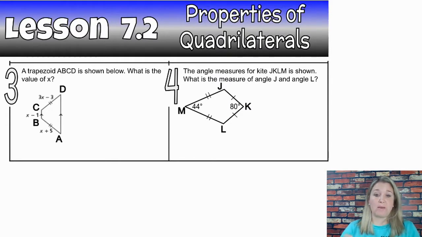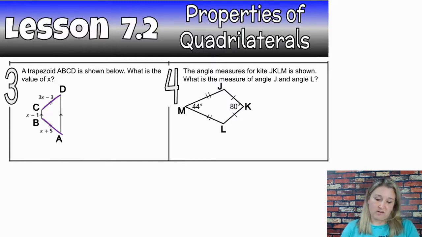Example 3 has a trapezoid. Now, this is that special trapezoid that we were talking about earlier. This is one where those slants are going to be congruent. So that's an isosceles trapezoid. So I know that CD is congruent to BA. And it's just asking for the value of x. So I don't have to do anything at the end and go back and plug it in.